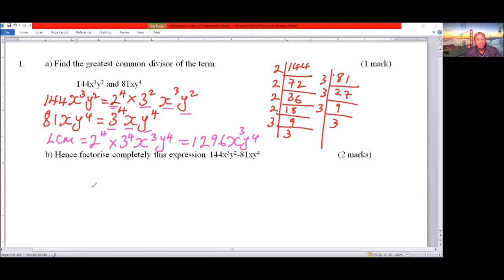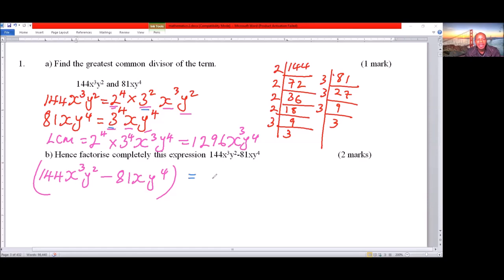Part 2 of this question, we are told hence factorize completely 144x cubed y squared minus 81xy to power 4. Let's see. If you look at our factors here, what is common? Here we have 3 squared, and here we have 3 to power 4.